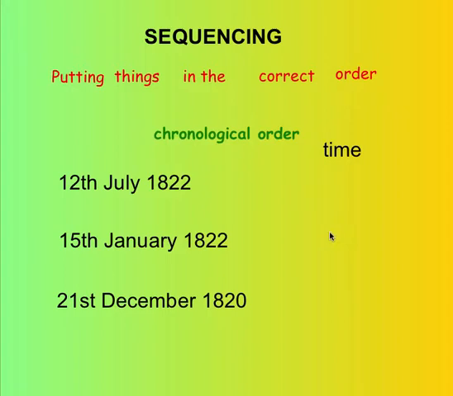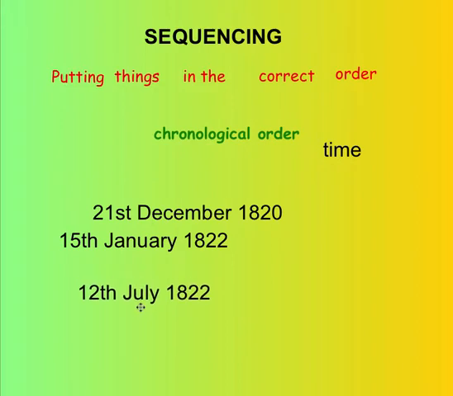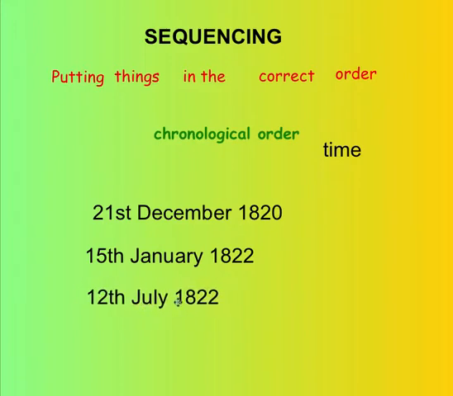Are they in chronological order? Do they follow time order? Or are they out of order? Let's have a look. Right, we've got the 12th of July, 1822, the 15th of January, 1822, 21st of December, 1820. Well, hang on a minute. The 1820 should certainly come first, shouldn't it? So let's just pop that there, and we'll put this one down here. Okay, what comes next? Do we have them in order now? The 15th of January would come before the 12th of July, 1822. So guys, now these dates are in correct chronological order.